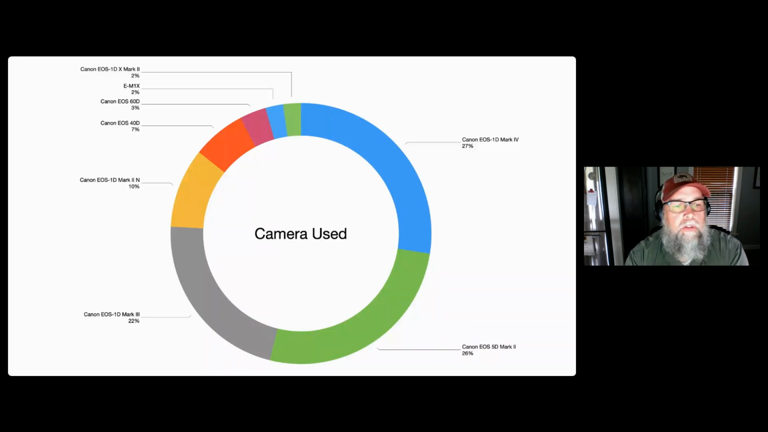And so it goes down to the 4 most used cameras I had. And there we have a 1D Mark II-N, which I don't have anymore. And so of the 4 I have primarily, the 1D Mark III that I still use, and my son uses that some, the 5D Mark II, 26%, and then the 1D Mark IV, I use 27% of the time. So almost 3/4 of the pictures I've taken in this group were taken with 3 different cameras.